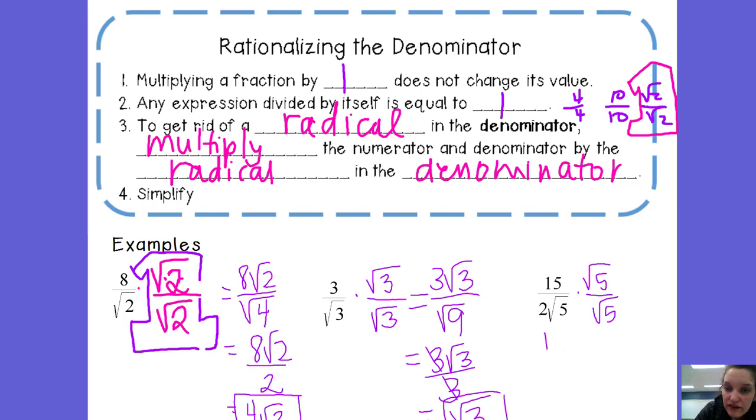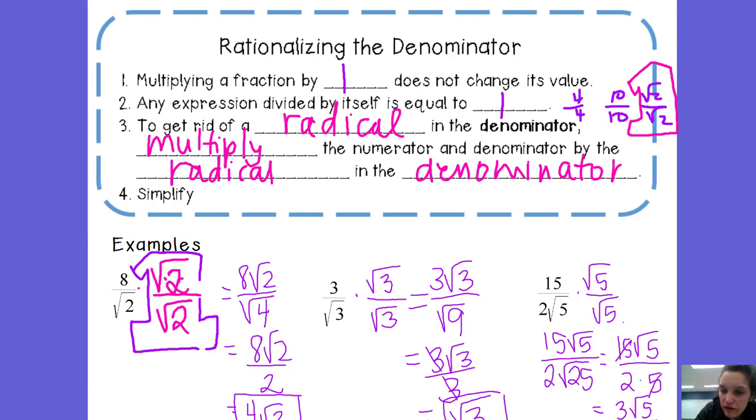So then I'll have 15 root 5 over 2 root 25. Well, root 25 is 5, so I can reduce this. 15 over 5 is 3 over 1. So this will be 3 root 5 over 2 times 1, which is just 2. And then 3 root 5 over 2, I can't simplify that any further. So we have 3 root 5 over 2.